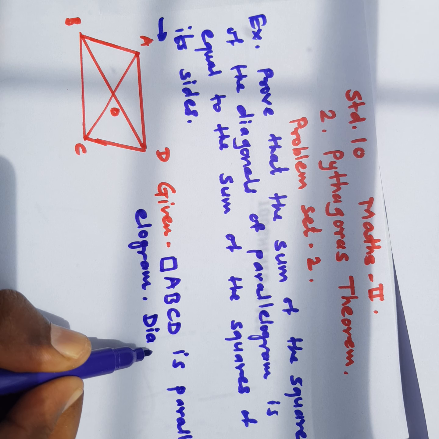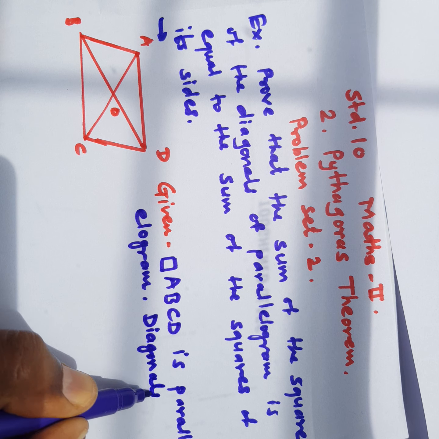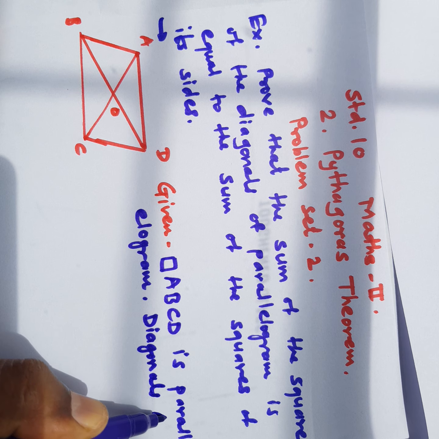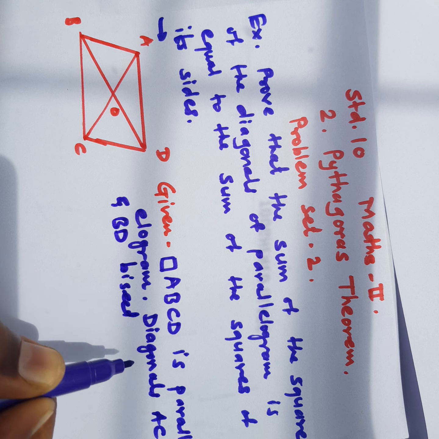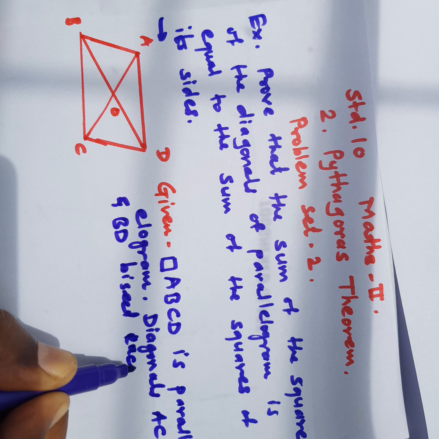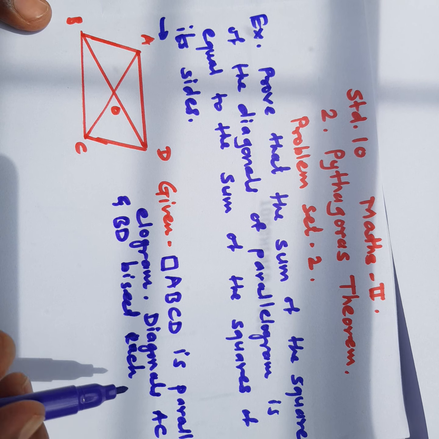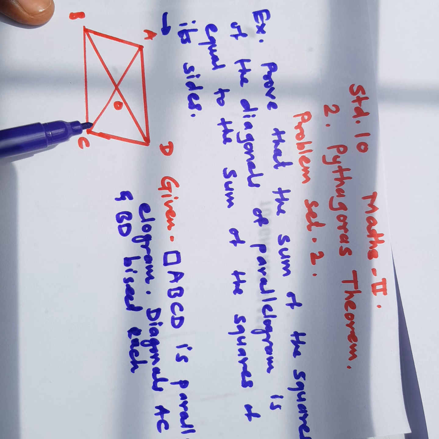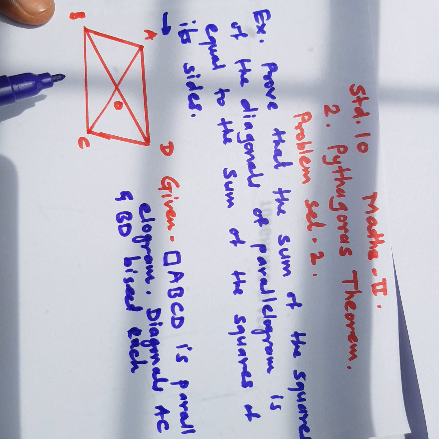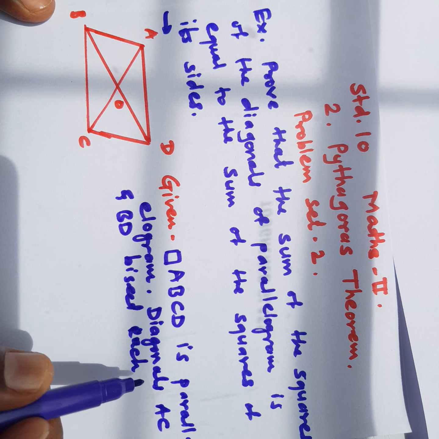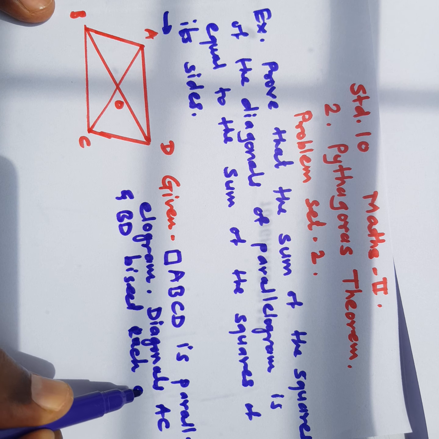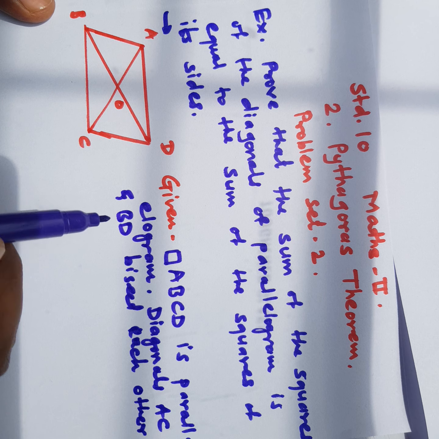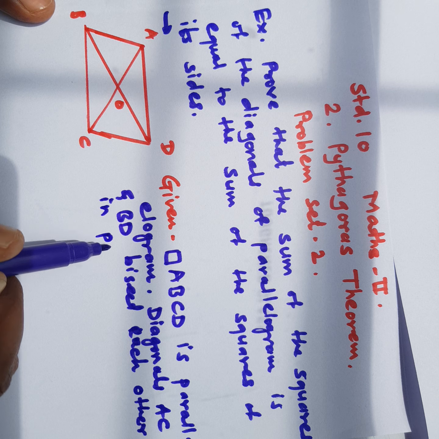Diagonals AC and BD bisect each other in a parallelogram. Diagonals bisect each other in point O.